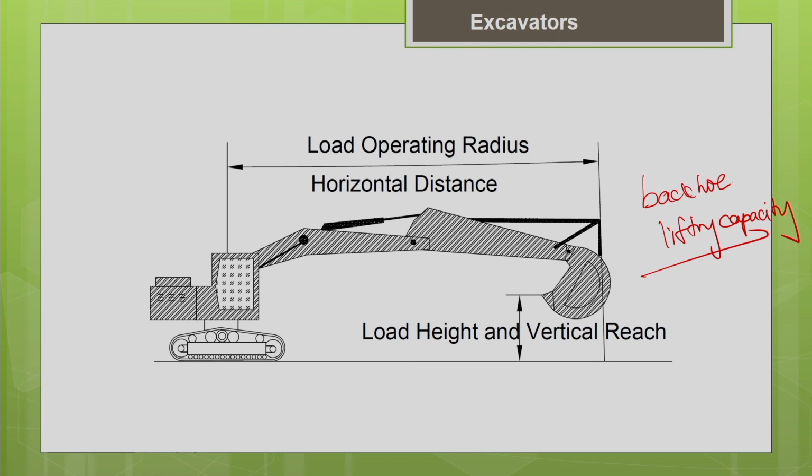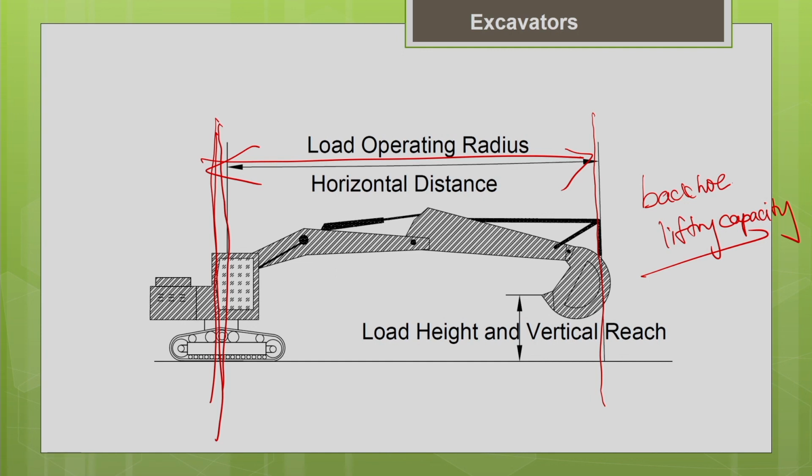What is this operating radius? It is nothing but the distance between the center line of the axis of rotation of this machine to the center of gravity of the load in the bucket. This distance gives you the load operating radius.